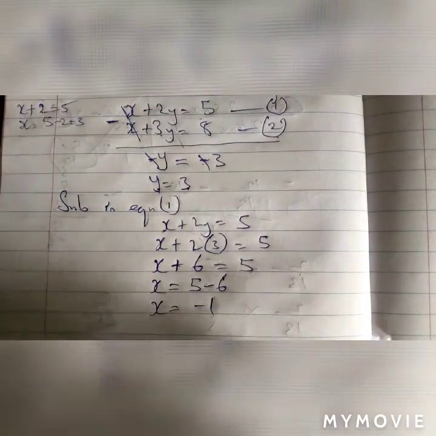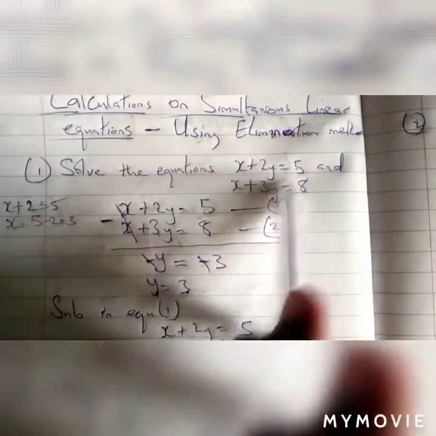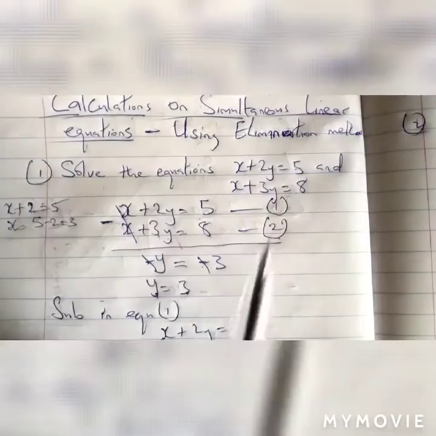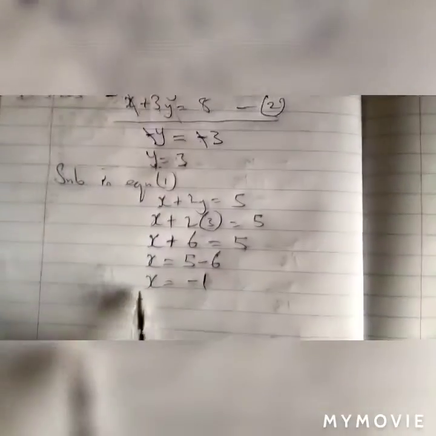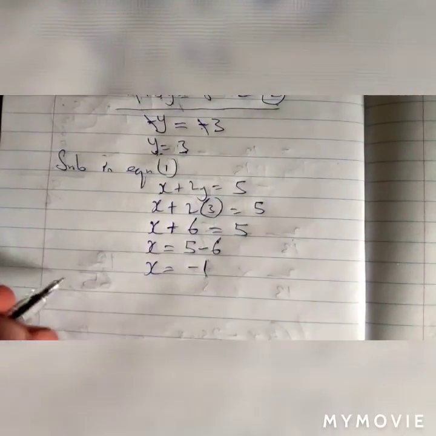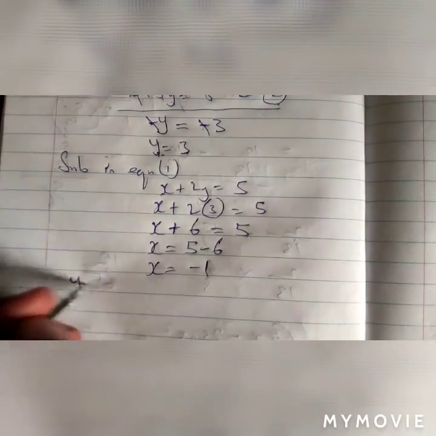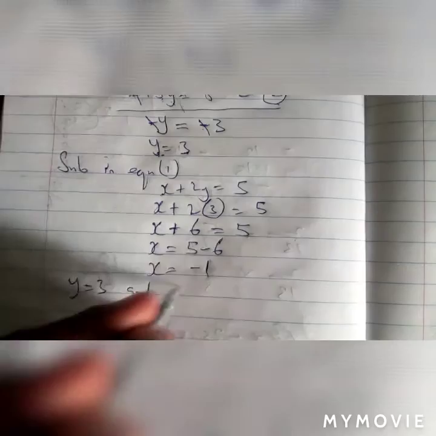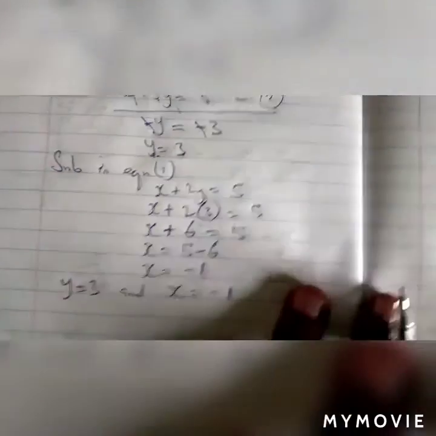So we have solved these simultaneous linear equations. We have solved these equations simultaneously to have y as 3 and x as negative 1. So our answer becomes y equals 3 and x equals negative 1.